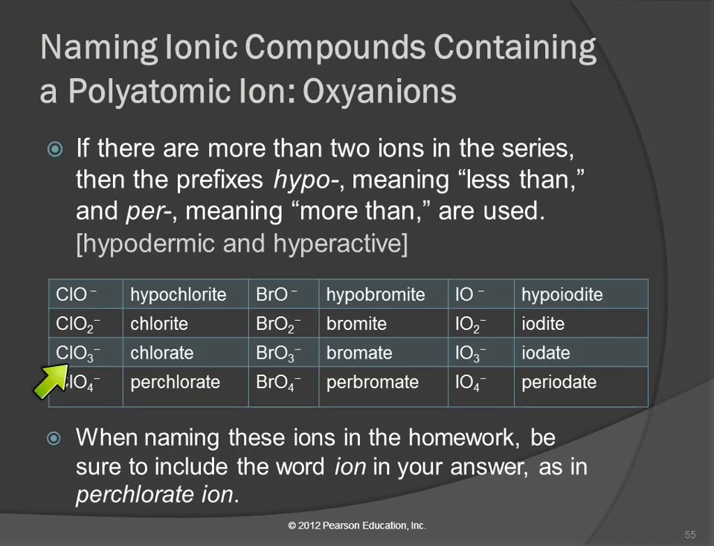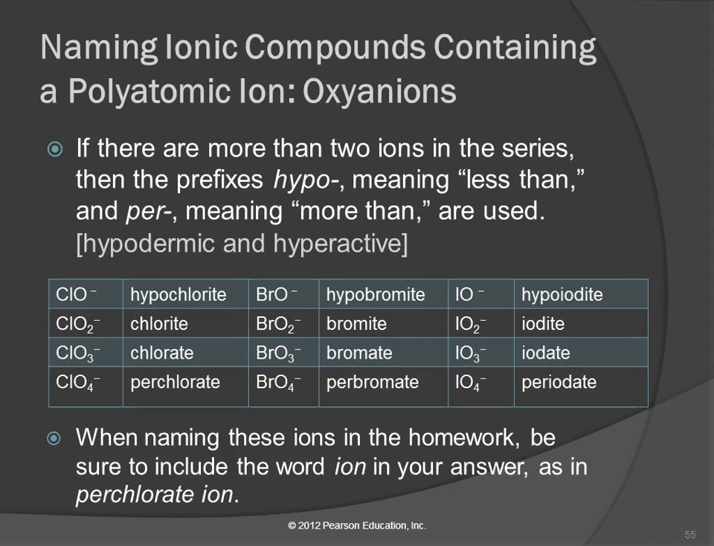And then going the other direction, when we add an oxygen to the chlorate, we've got perchlorate. Per reminds me of the word hyperactive. Hyper means more. So perchlorate has one more oxygen than chlorate does. The charges stay the same, and this pattern works with all of the halogens.